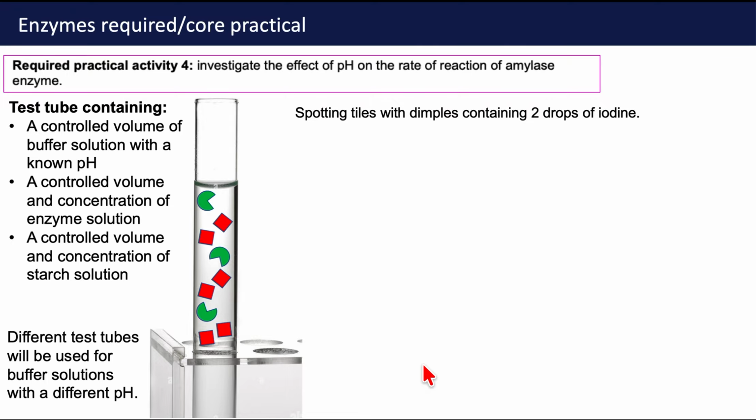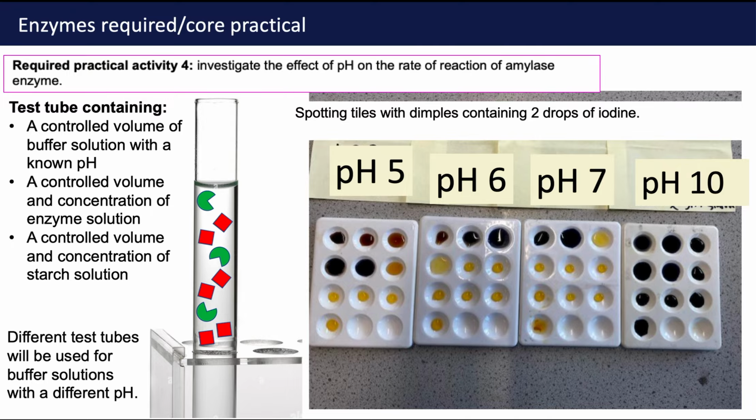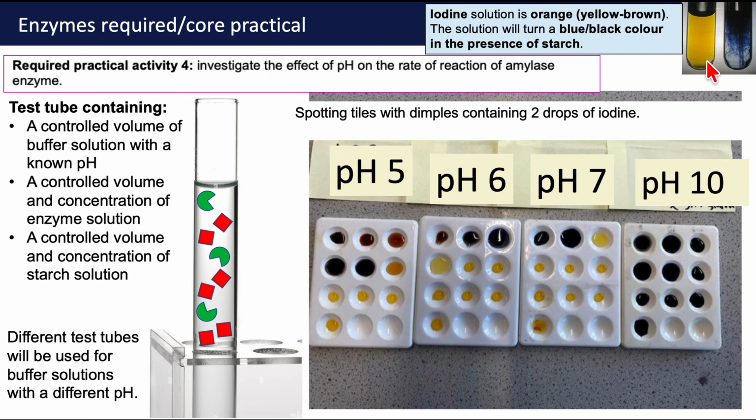Now, to test for the presence of starch, we would use iodine solution, which is an orange or yellow brown colour. We'd add a couple of drops to the dimples of spotting tiles, and I'd have one spotting tile set up next to one test tube, let's say at pH 5. I'd have another spotting tile set up next to my test tube at pH 6, another at pH 7, and then I've just got one at pH 10 here in this example.